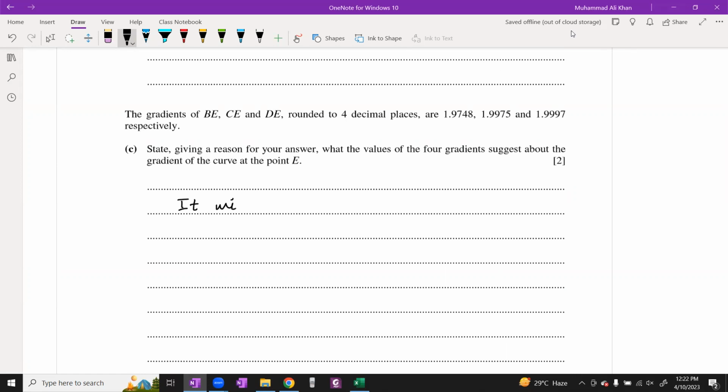It will be around 2 at E. The gradient at E will be 2 or around 2. That is one condition. The second is that this will be the maximum gradient of the chord, which is 2. The maximum gradient can only be 2. We have also checked the gradient of DE, at 1.997. It will be around 2, and the maximum gradient of the chord is 2.